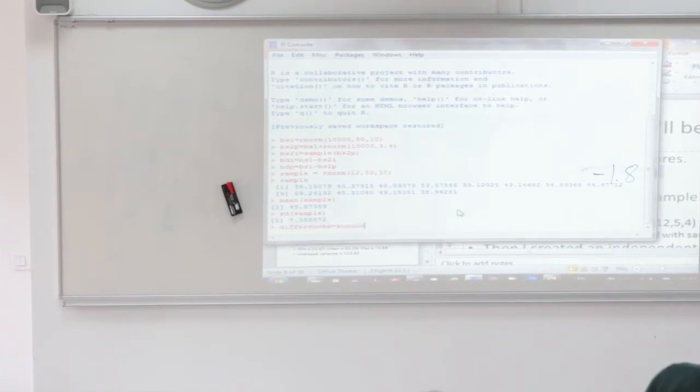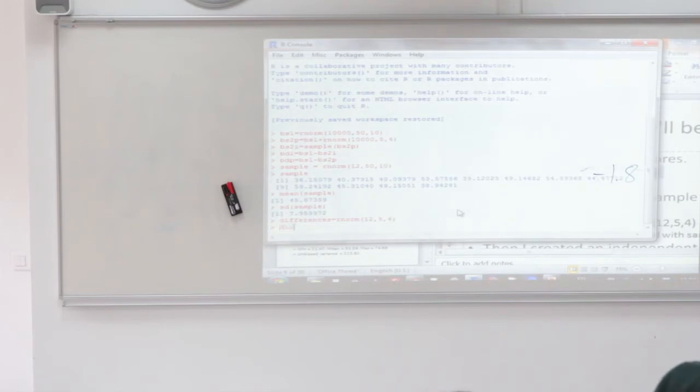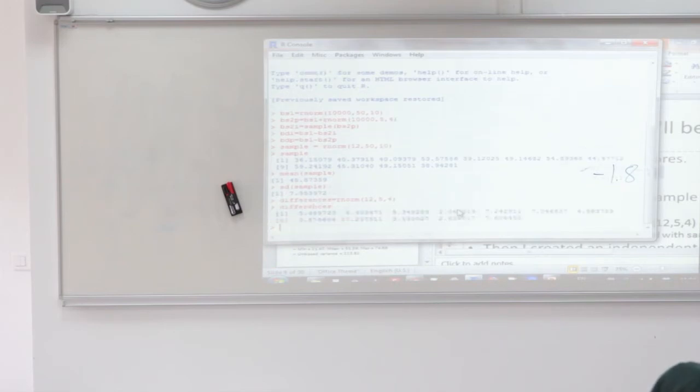Now, that second part that I had, rnorm 12, 5, 4, let's call these differences. So let's look at our differences. So this means that the first person did 5.4 points better on their second test. The next person did 8.5 points better. The next person did 5.3 better. The next person did 2.06 better. Does that make sense? So I've basically just created a set of scores by taking the first sample and then adding some random difference to it.